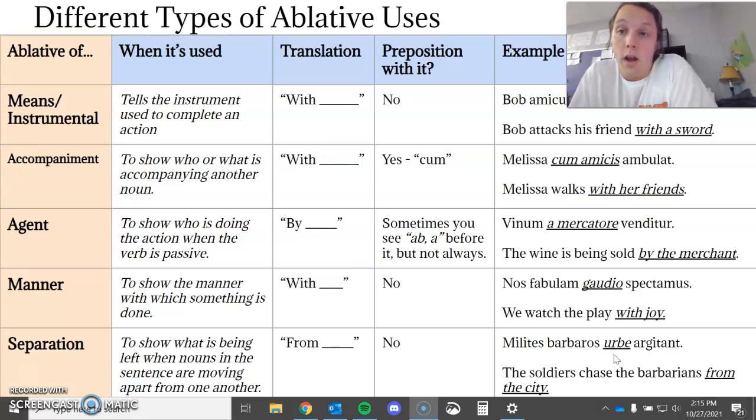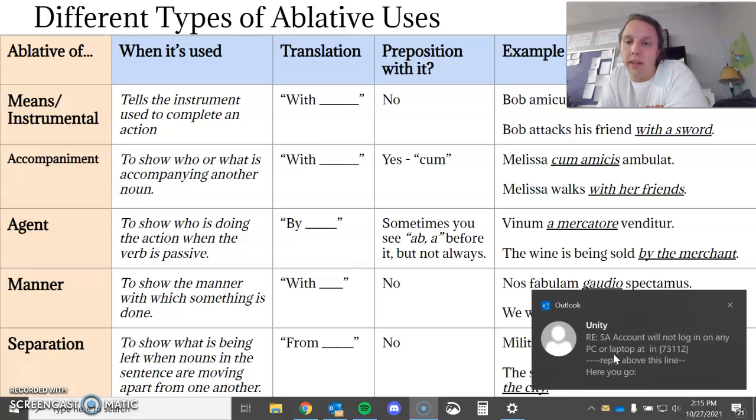If I use the other possible translations first, the soldiers chase the barbarians with a city. That doesn't really make sense. The soldiers chase the barbarians in the city. Okay, yeah, that could work. The soldiers chase the barbarians by the city. That doesn't really work because we know that by on its own means by someone, not standing next to it.